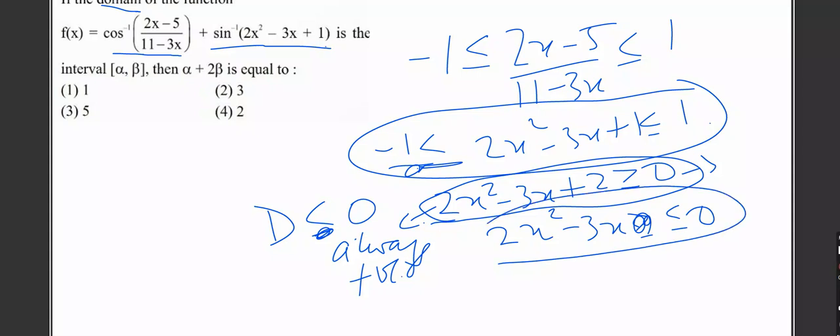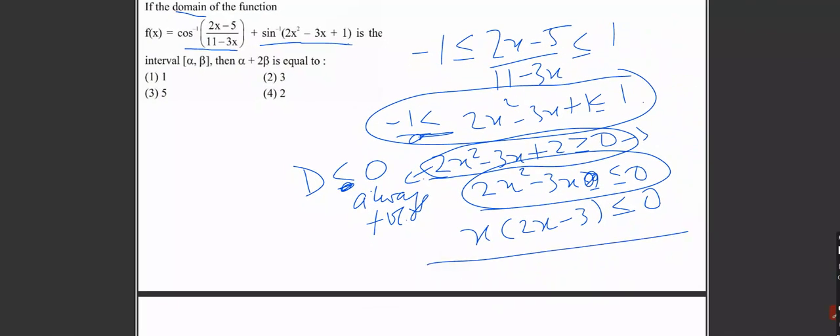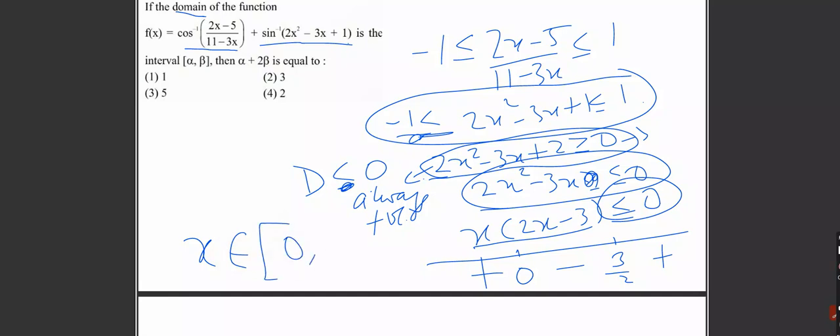If we talk about this particular equation, let's factorize it. So x into 2x minus 3 is less than or equal to 0. As we know, the method of interval: the points are 0 and 3 by 2. Let's put any value between them, or in any interval. So let's put 1. If we put 1 in this equation, we get negative. So negative, then alternate, positive, positive. And we need less than or equal to 0. So from this we get x belongs to 0 to 3 by 2, closed interval. Alright, so this is one of the solutions which we got from sine inverse.